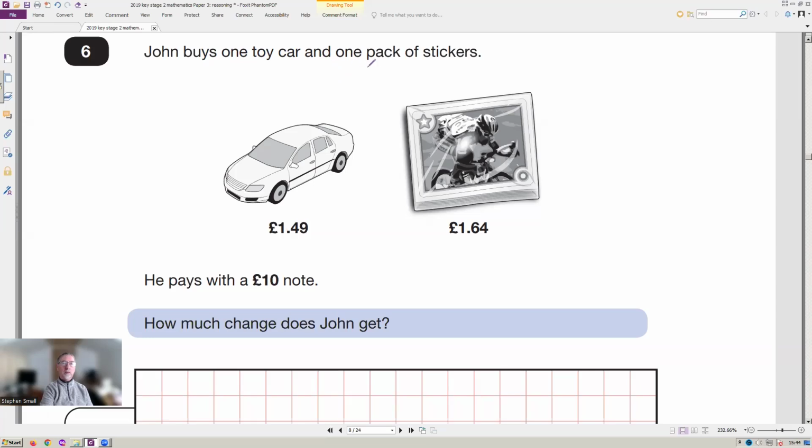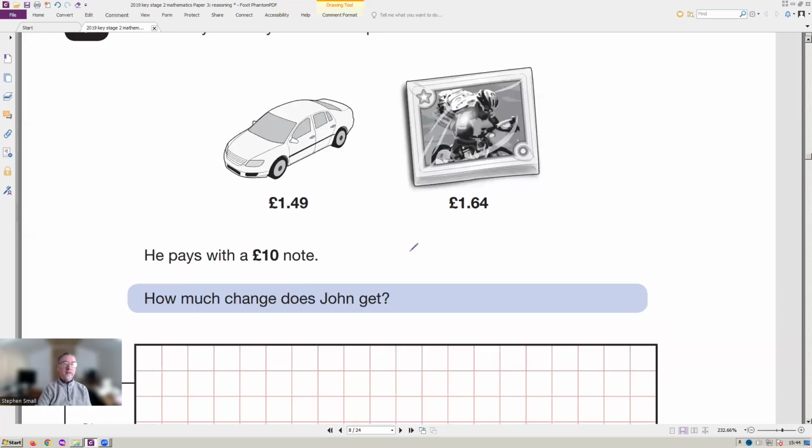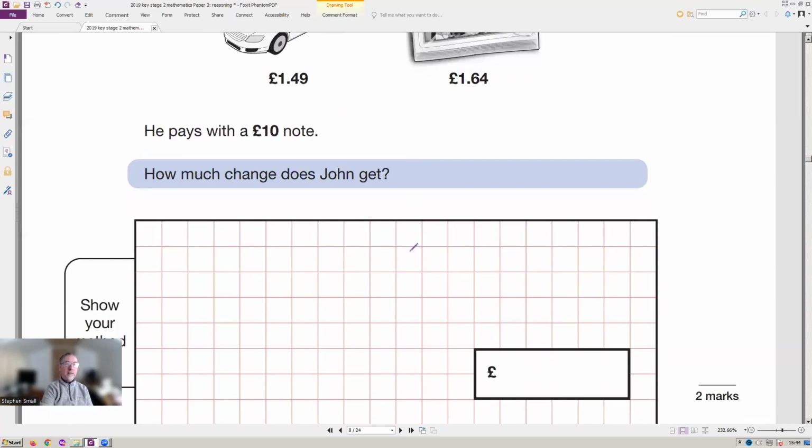John buys 1 toy car and 1 pack of stickers, £1.49 and £1.64. He pays with a £10 note. How much change does John get from his £10 note? Okay. 1 toy and 1 pack of stickers. So we have to add these bits together and then take it from 10. 1.49 add 1.64.